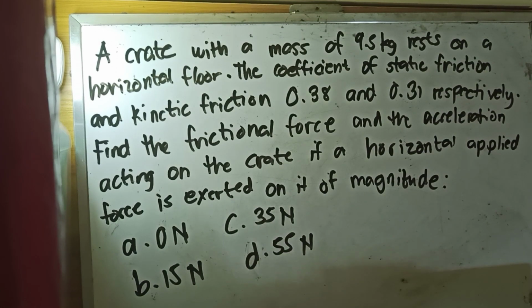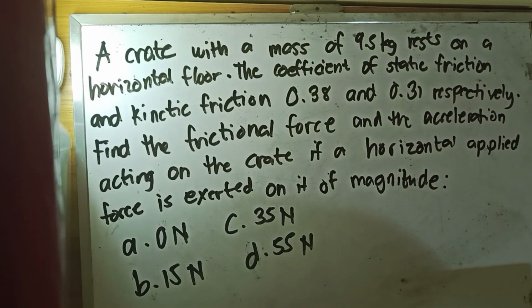A crate with a mass of 9.5 kg rests on a horizontal floor. Horizontal floor daw, nagre-rest siya sa horizontal floor. The coefficient of static friction and kinetic friction is 0.38 and 0.31 respectively. Find the frictional force and the acceleration acting on the crate if a horizontal applied force is exerted on it of magnitude letter A, 0 Newton, letter B, 15 Newton, letter C, 35 Newton, and for letter D, 55 Newton.